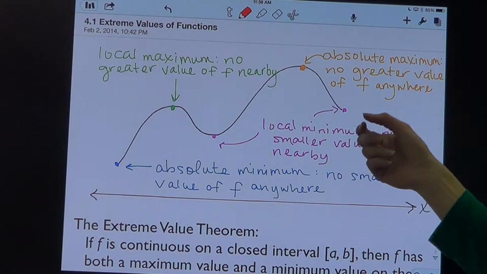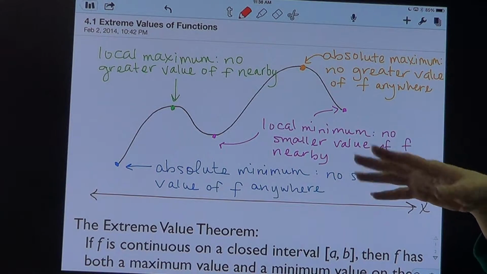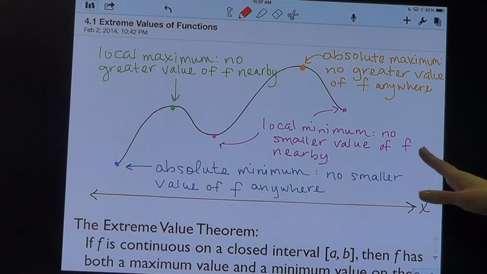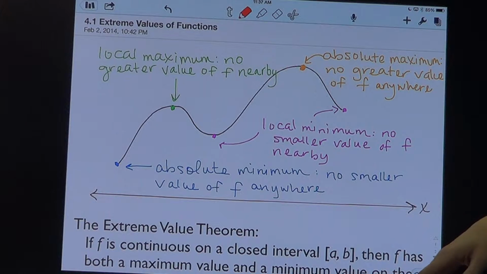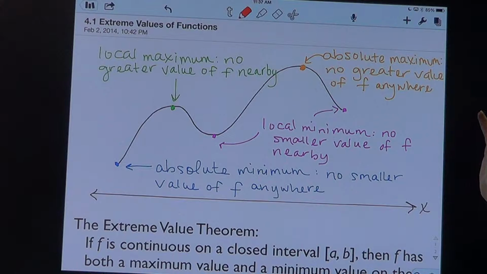Local minimum and maximum are sometimes also called relative minimum and maximum. And minima is the plural for minimum, and maxima is the plural for maximum. But together they're called extrema. So minima and maxima, all collectively are called extrema.